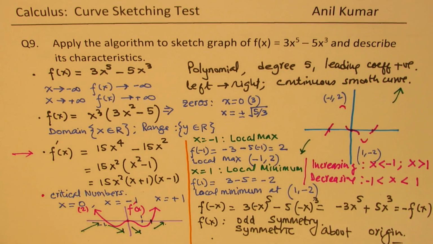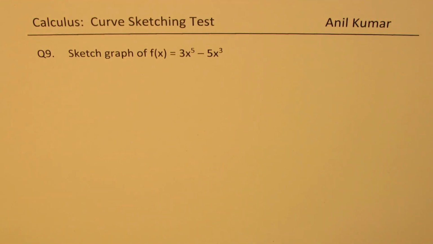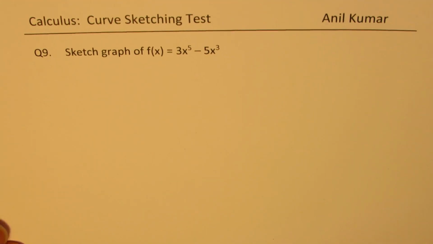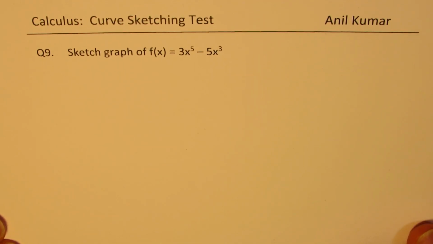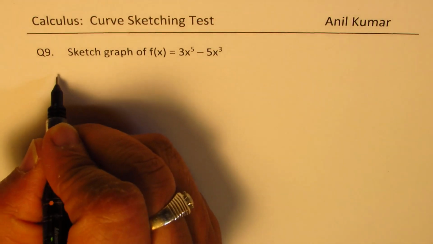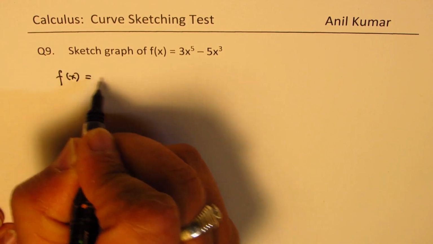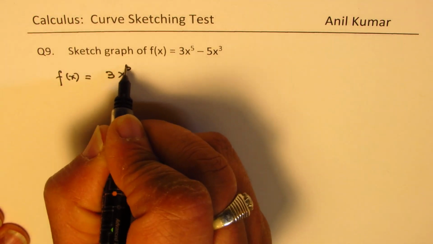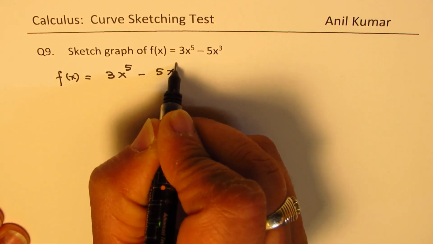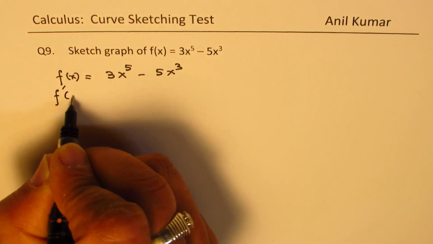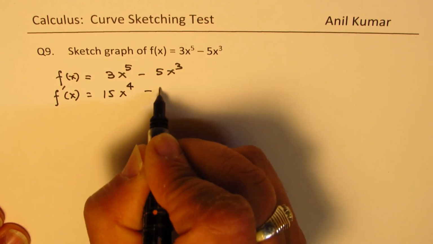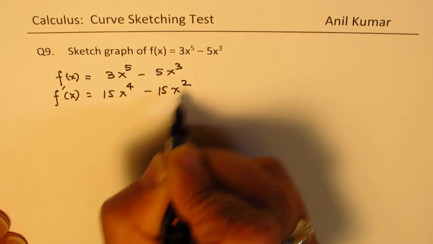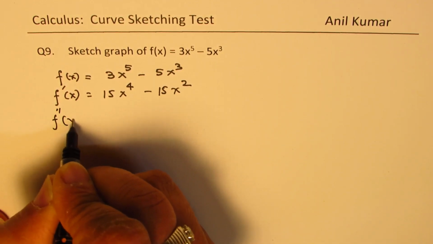Now, let us analyze the second derivative where we are going to discuss the concavity. Correct? So, let's find the second derivative now for the function. We are given that the function is 3x to the power of 5 minus 5x cubed. The first derivative we just found was 15x to the power of 4 minus 15x squared. Let's find the second derivative now.